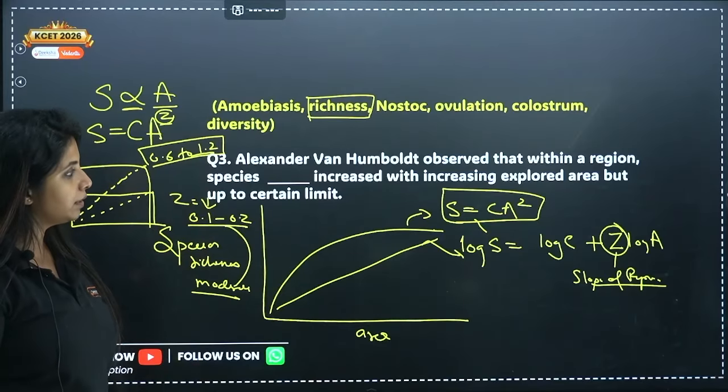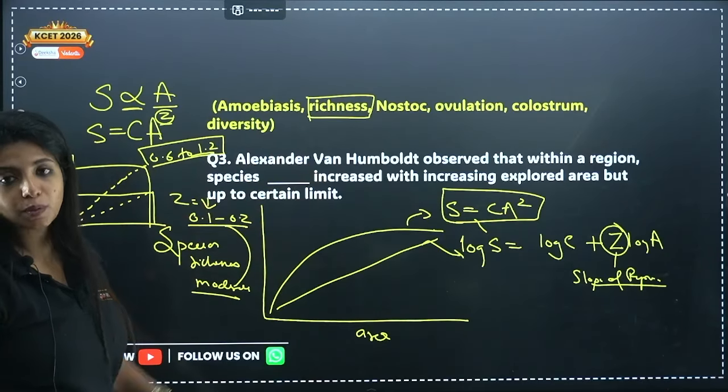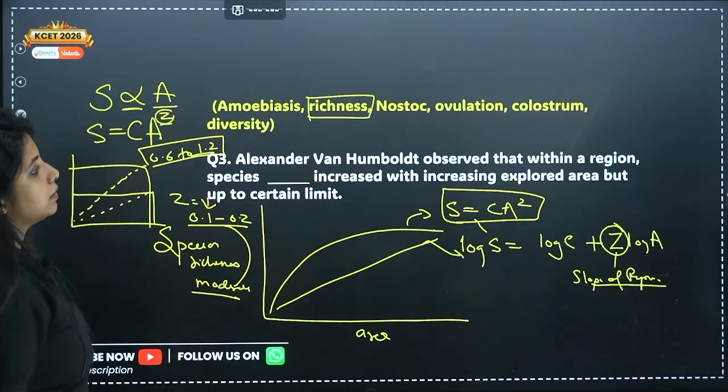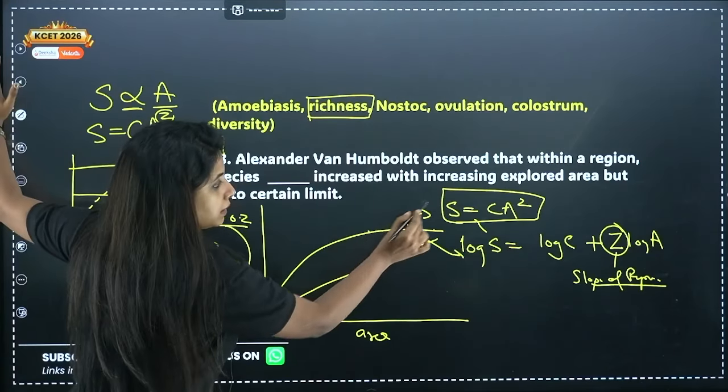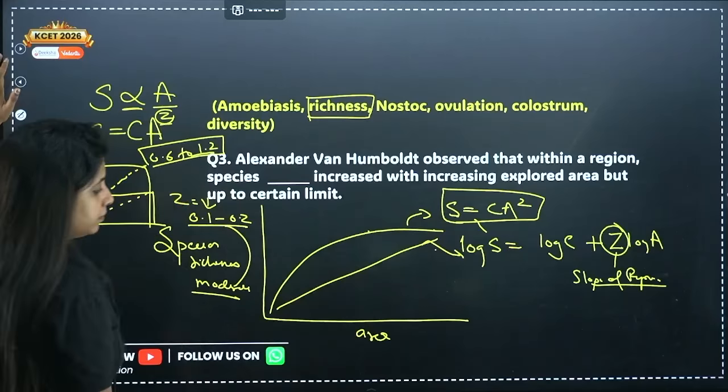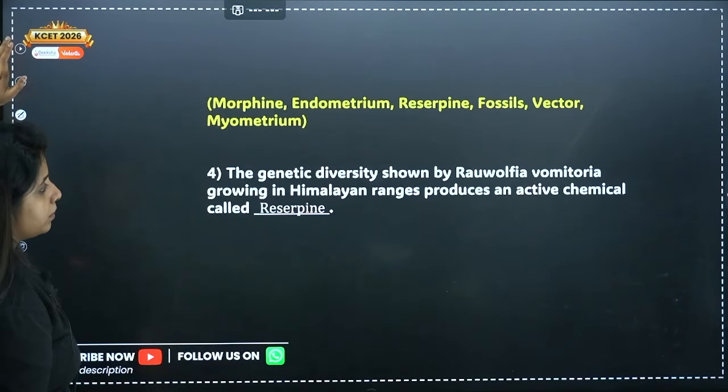So here it is species richness that is being increased, and I explained to you the Alexander von Humboldt thingy as well. So please go through it. This is this, this is this, and C is the intercept of Y.